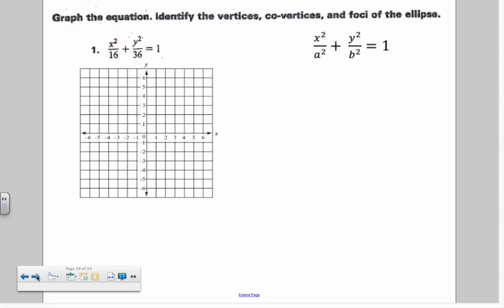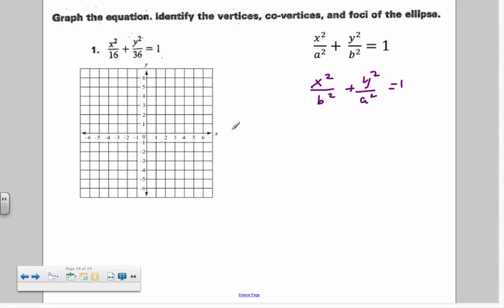For number 1, we have x squared over 16 plus y squared over 36 equals 1. I wrote down the general form of an ellipse off to the side here: x squared over a squared plus y squared over b squared equals 1. We could also rewrite that as x squared over b squared plus y squared over a squared equals 1. The only change is that my a is always going to indicate my major axis, meaning the longest part of my ellipse, the length versus the width.